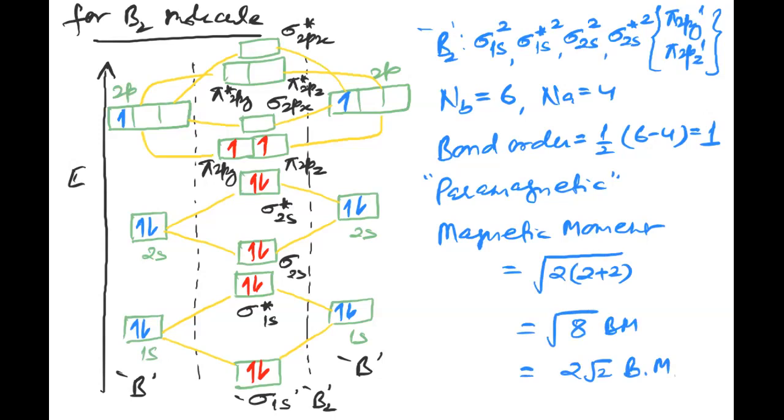So according to valence bond theory, this is going to be diamagnetic, and according to molecular orbital theory, it is going to be paramagnetic in nature.